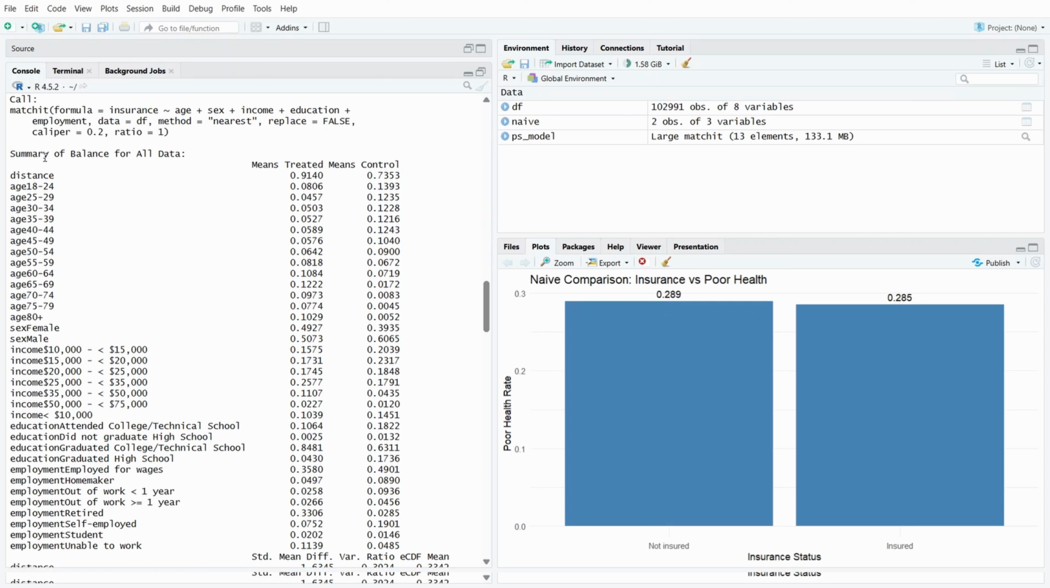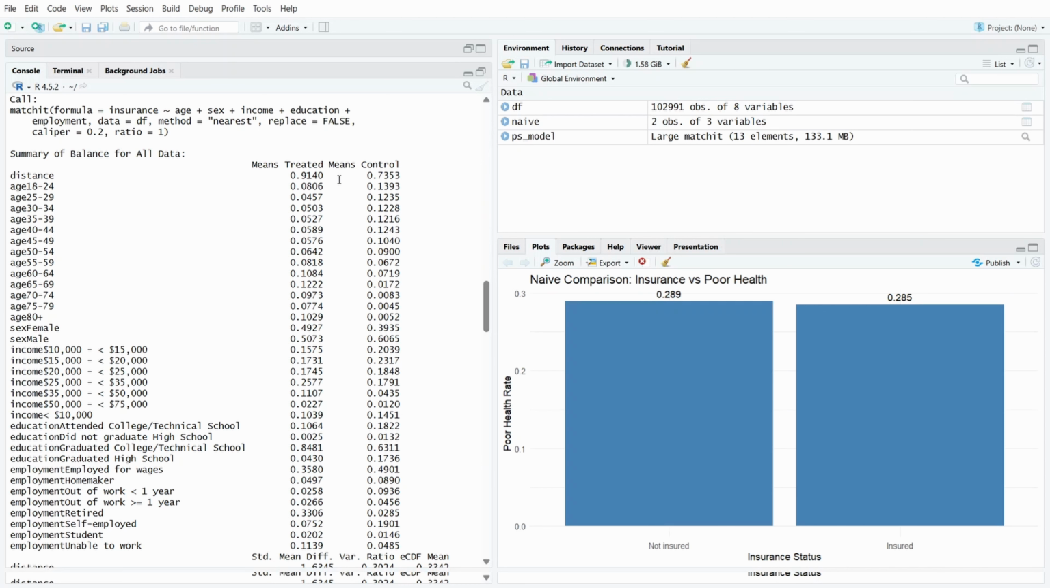Next, we move into the section called Summary of Balance for All Data. This section describes imbalance before matching. In other words, it shows how different insured and uninsured respondents were before any adjustment took place. We first look at the propensity score distance measure. The mean propensity score among insured respondents is approximately 0.914, while the mean among uninsured respondents is about 0.735.